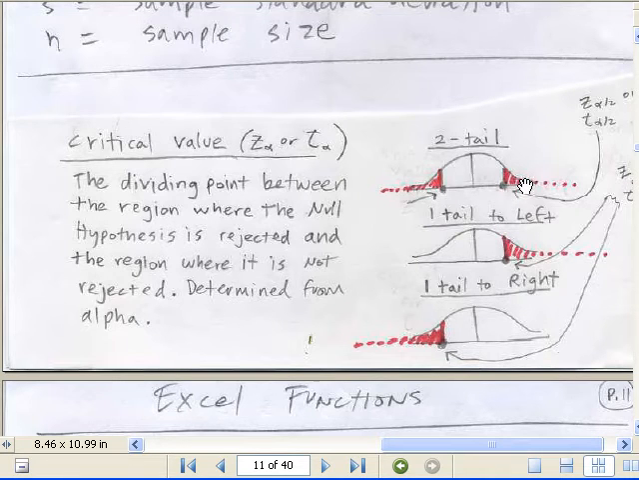But in this chapter, we're not limited to a two-tail. We can have a one-tail on the right or the upper end, or a one-tail on the left or the lower end. Whatever that value, that z is, that divides it: reject the original statement, or don't reject the original statement.